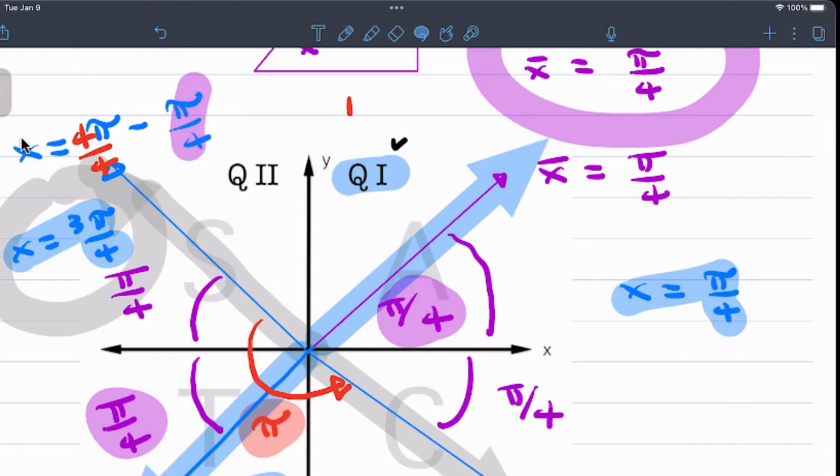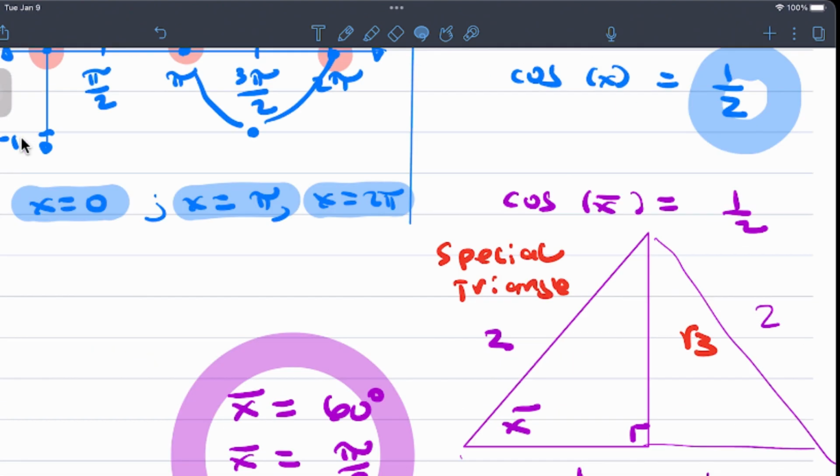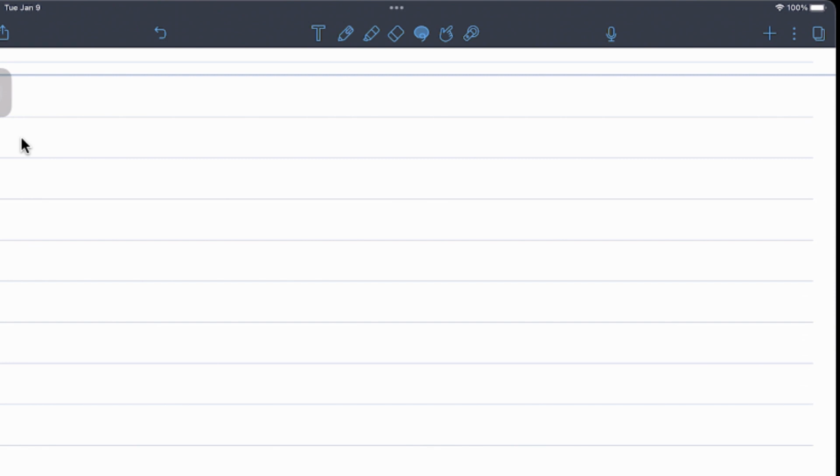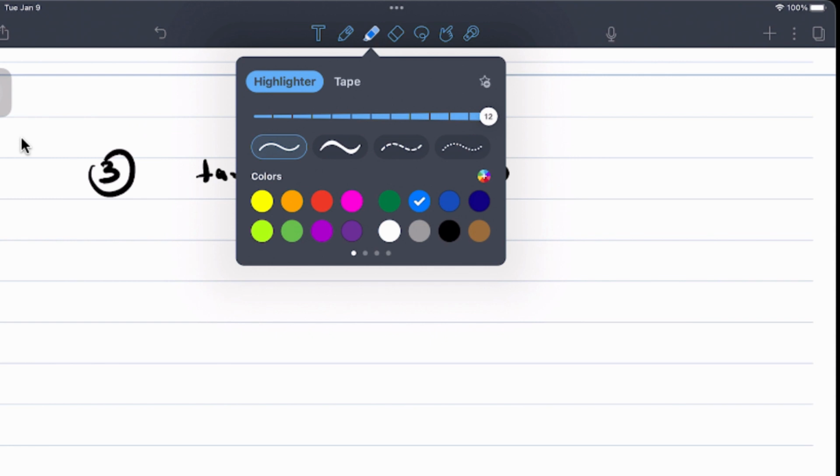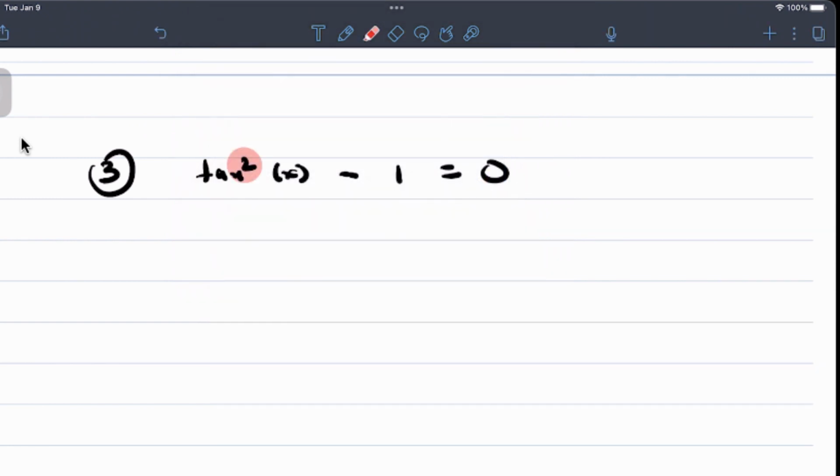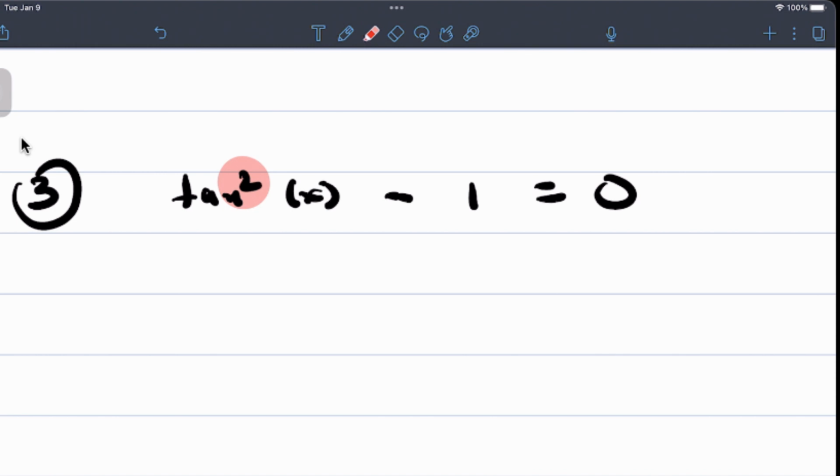All right, tangent squared minus 1 now, ladies and gentlemen. Here we go. So what do you guys notice about this one, by the way? You have power what there? Power 2, is that true? Okay, so I'm going to have you guys try this out for a few seconds here. See what you get.